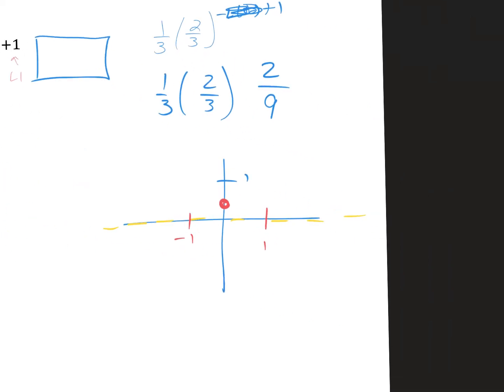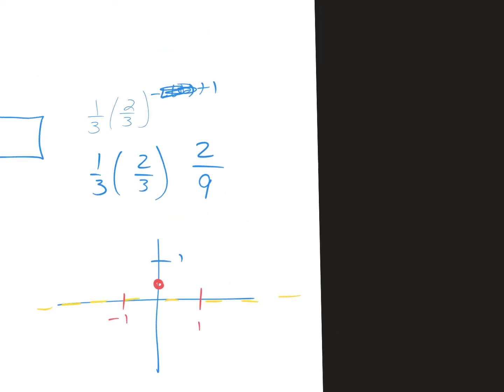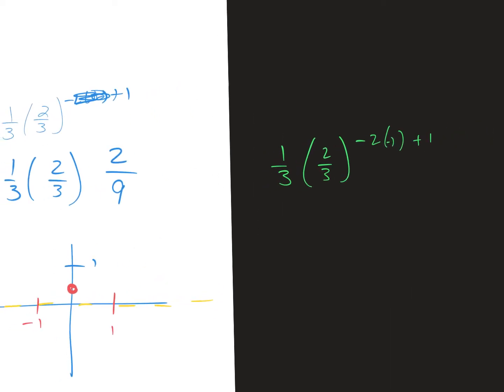Let's plug in -1 and +1. So I have 1/3, 2/3 to the -2 times -1 plus 1. What's -2 times -1? 2, and 2 plus 1 is what? So I have 1/3.